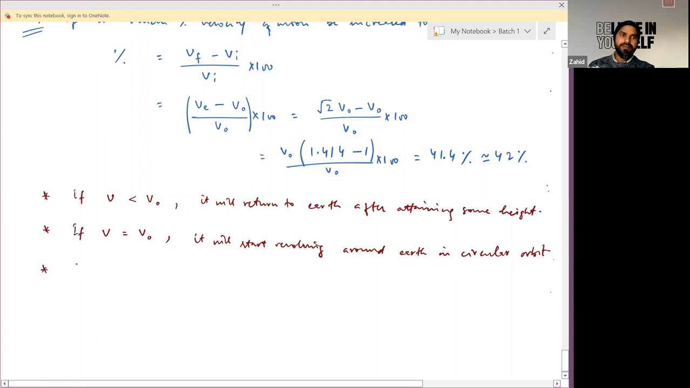Third, if the velocity of the object is greater than orbital velocity but less than escape velocity, then it will still revolve around Earth but in an elliptical orbit. Next, if the velocity of the object equals escape velocity, then it will escape out.